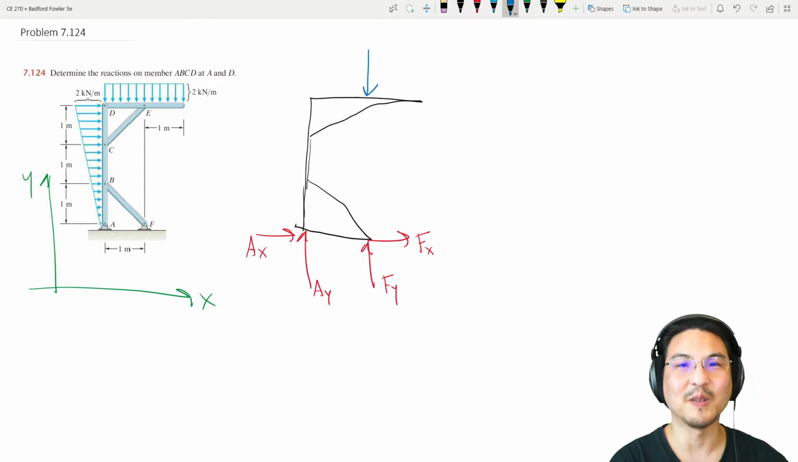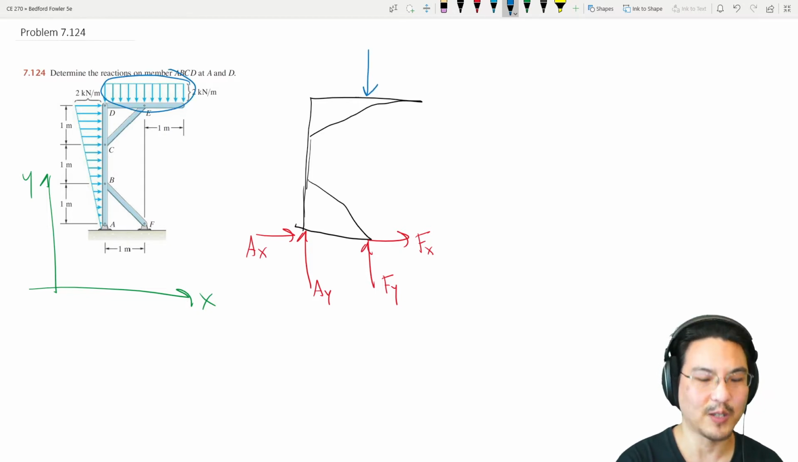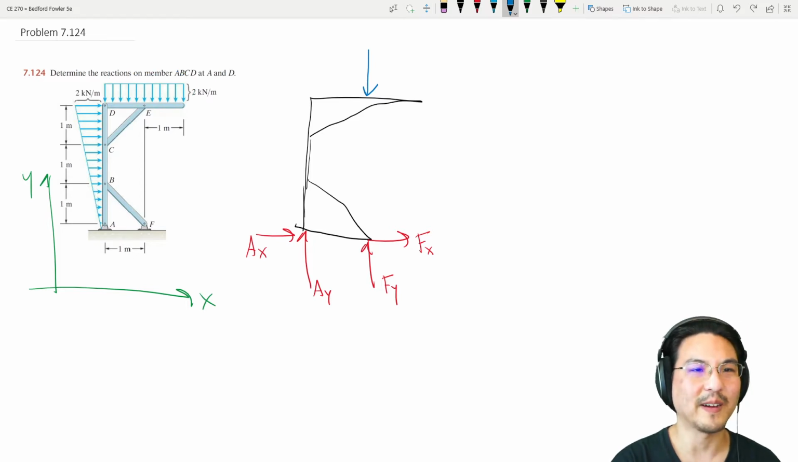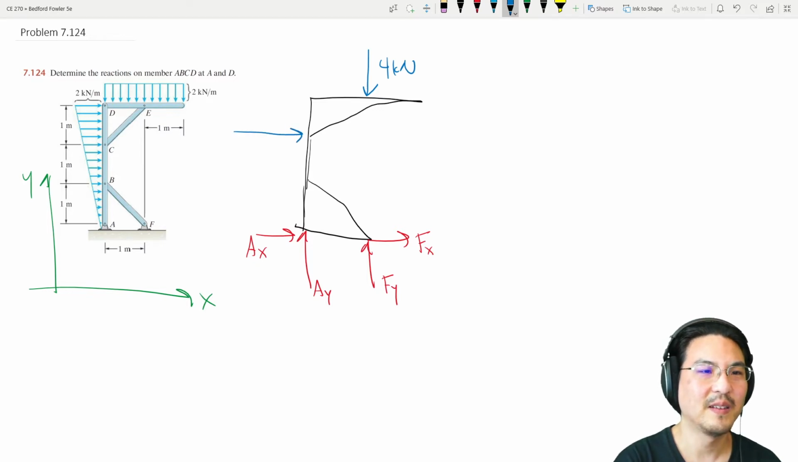What is the magnitude of that? It's the area of this shape. So that's a rectangle, 2 by 2, so 2 this way and 2 this way, so it's 4. Okay, and then there's a load here. The area of this shape, it's a triangle, so 1/2 base times height, so that's 3.